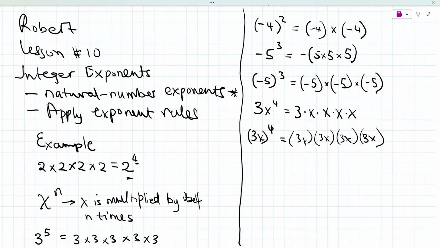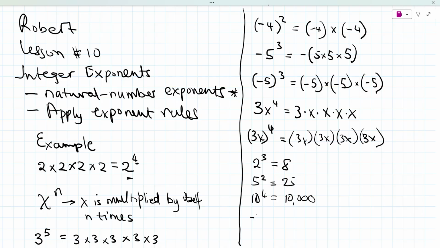Okay, let's try to evaluate powers. If you have 2 to the power 3, this means 2 times 2 times 2, which is 8. And if we had 5 to the power 2, this is the same as 5 times 5, which is 25. And 10 to the power 4 means 10 times 10 times 10 times 10, which is 10,000.